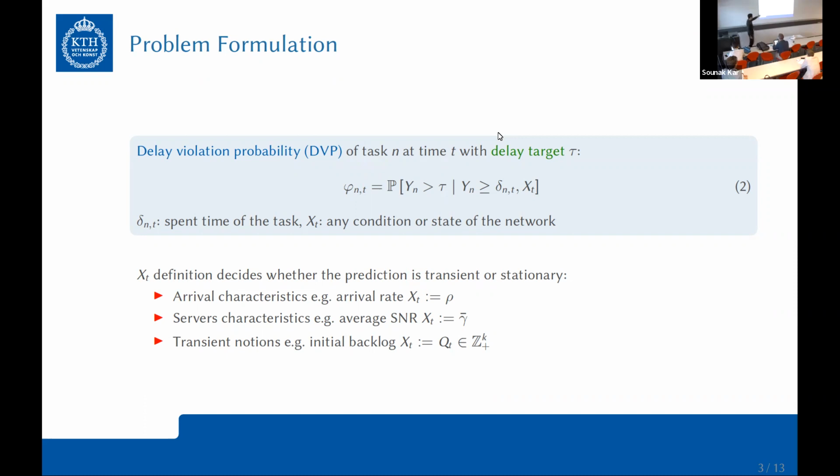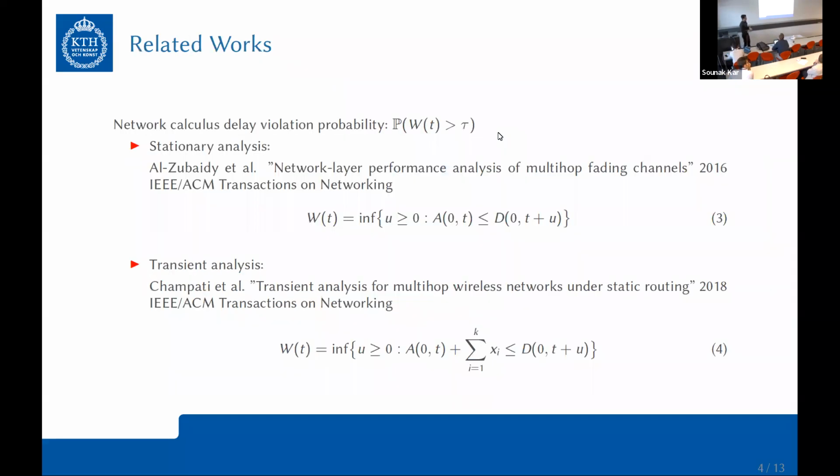Or server characteristics, like the average SNR of the link, right? Again, this will give me a stationary DVP, right? And then for the transient notions, if you want to use, for example, we can use backlogs of the queues, right? So Qt in that sense. What are the related works on the network calculus domain?